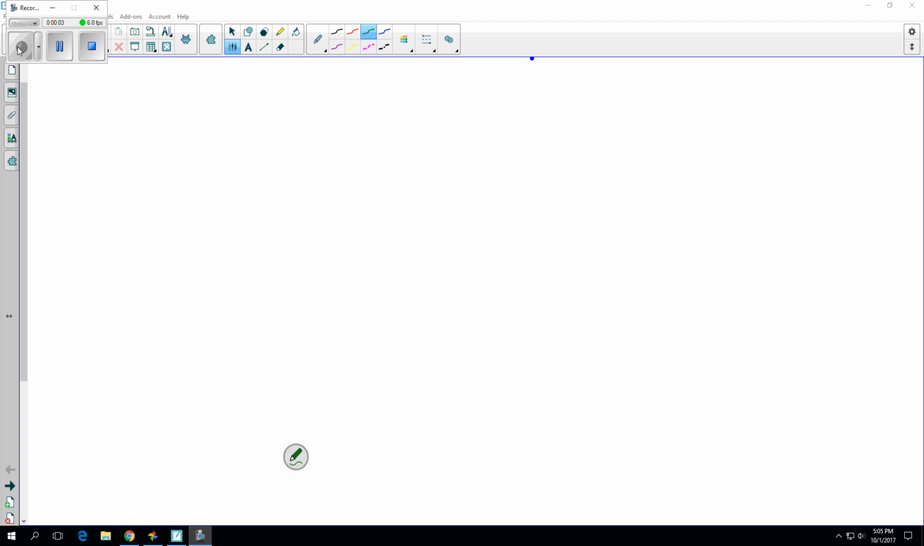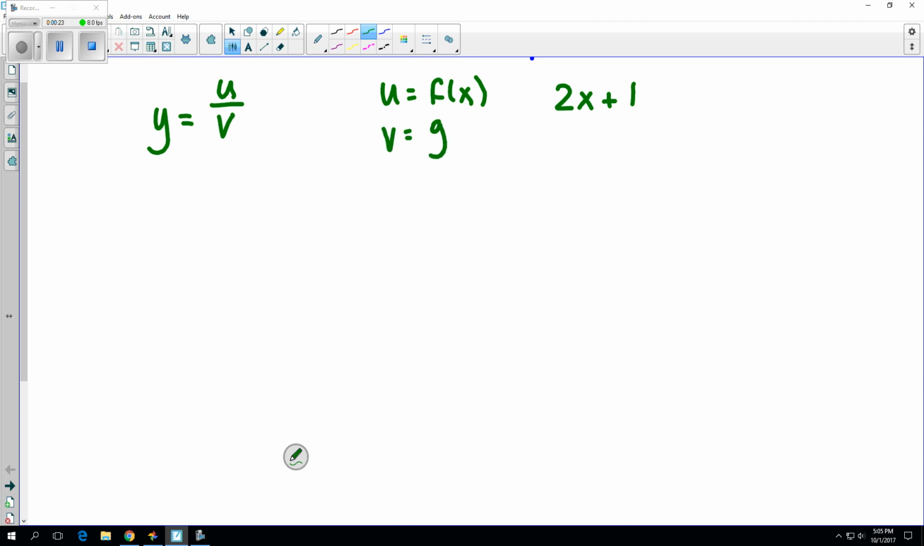So we're going to derive the derivative of the quotient rule. If I was given the function u divided by v, where u and v are functions of x, so u is going to be a function of x. That just means that it will have the letter x in it. V is also a function of x, just a different function.